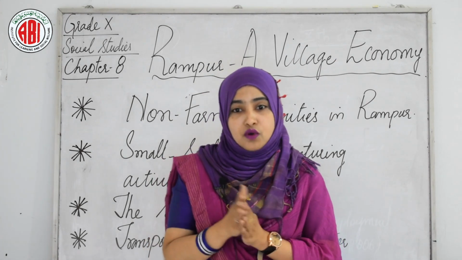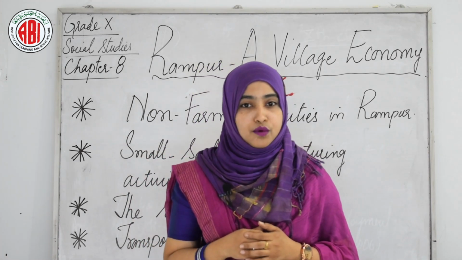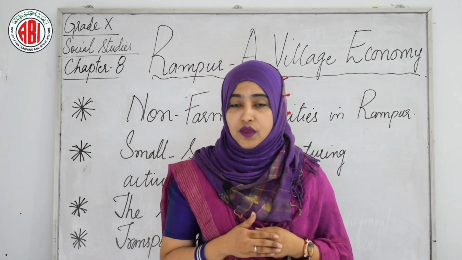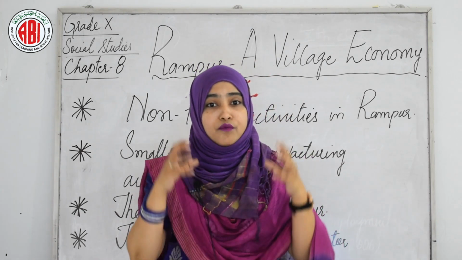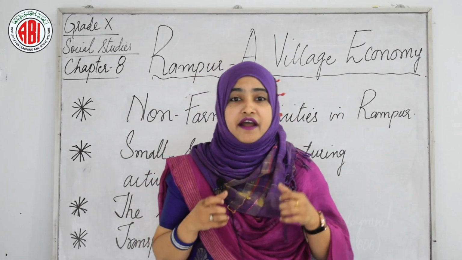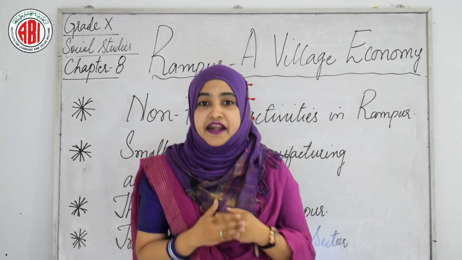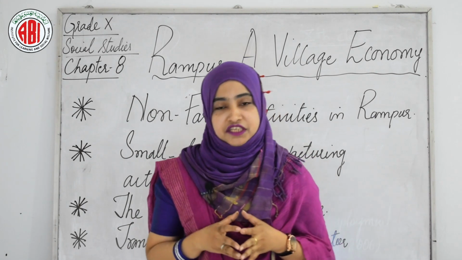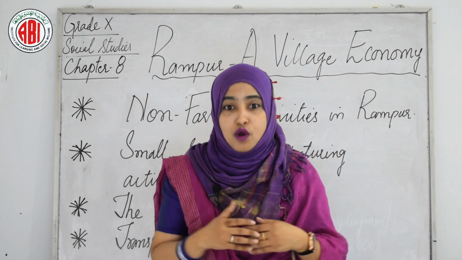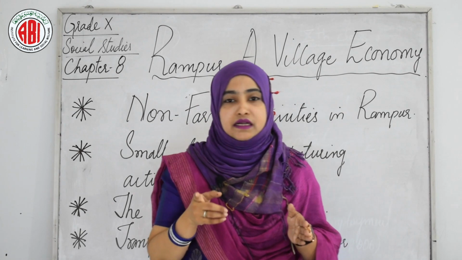So by this, we have completed our 8th chapter, that is Rampur, the village economy. Through this chapter, we come to know about the village economy and how it is developing, what the factors are and what natural resources develop Rampur. Farming is the main production activity in the village. These have allowed the farmers to produce more crops from the same amount of land. That is called multiple cropping.